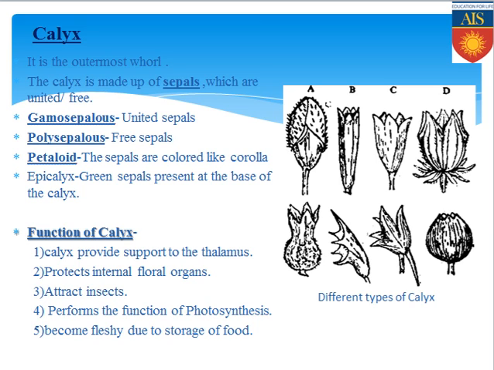Okay. Now coming to the function of the calyx, we all know calyx provides support to the thalamus. It provides support or protection to the internal floral organs when the flower is in budded condition. It can attract insects if it is colorful. It can perform the function of photosynthesis also, because it is green in color, that means it contains chloroplast with chlorophyll, and it can become fleshy due to the storage of food. So these are the common functions shown by the outermost floral whorl, that is the calyx. I think each and every piece of information regarding the calyx written in this slide is very clear to all of you.